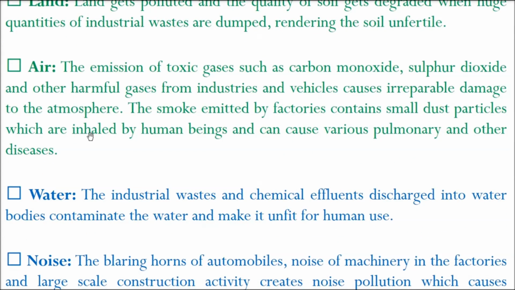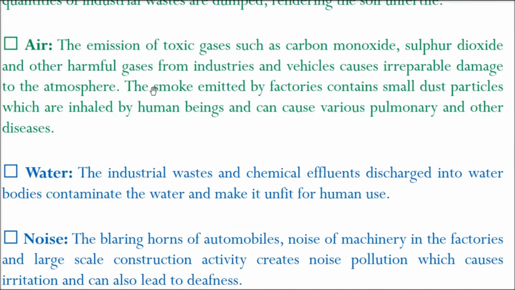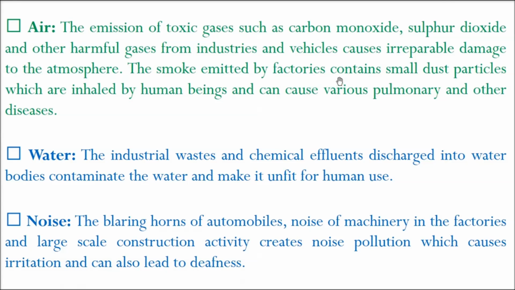And what happens to air? Because we can live without water, we can live without food for many days, but we cannot live without air. So the emission of toxic gases like carbon monoxide and sulfur dioxide is very harmful, because this is coming from industries and vehicles, and this causes irreparable damage to the body. And think about the newborns. The smoke which is emitted by these industries and factories contains very small dust particles, and that is how the pulmonary problems and diseases, asthma, etc., the human beings are facing right now.